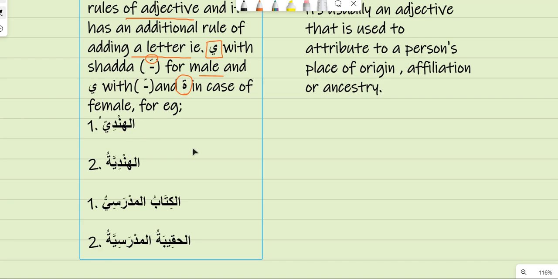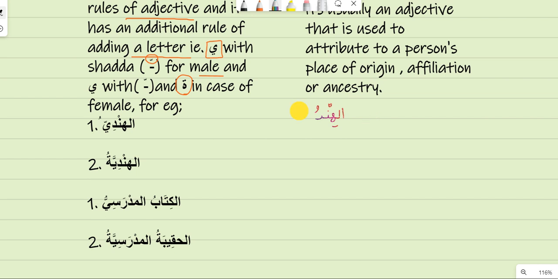For example, al hindi. A normal noun will be al hind. Al hind. Right? Now, when you want to make it a nisbah or a relative noun, if you want to say that he is an Indian, how will you say? Will you say huwa al hind? No, because Hind is the name of a country. From this noun, we will make a relative noun or nisbah showing that this person is connected to this particular country or place of origin or his affiliation or his ancestry.